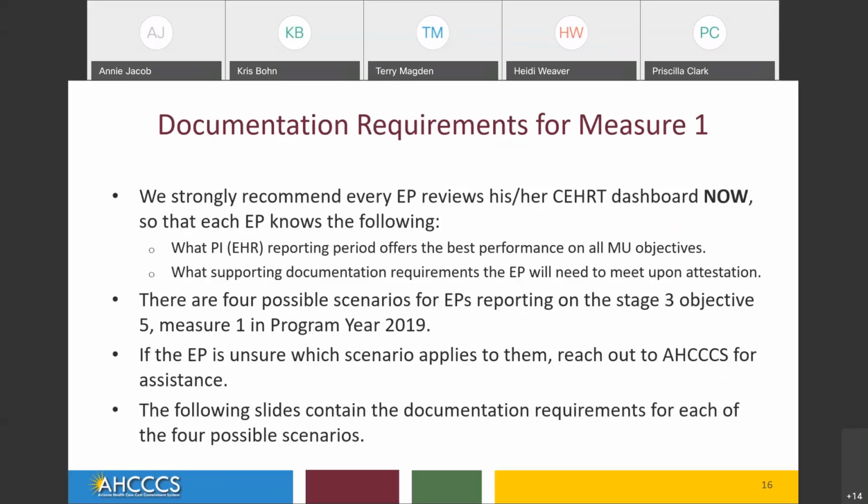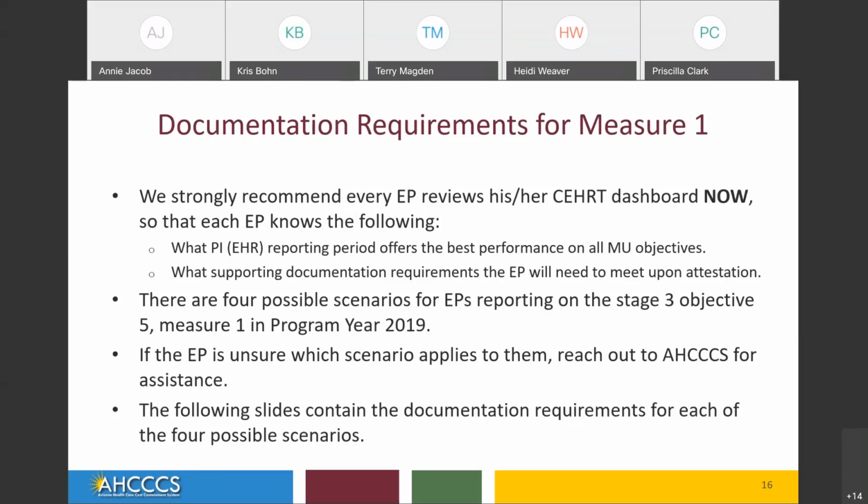So we're going to go over the documentation requirements for Measure 1. We strongly recommend that every EP reviews his or her Cert dashboard now, so that each EP knows the following: what PI reporting period offers the best performance on all MU objectives, and what supporting documentation requirements the EP will need to meet upon attestation. There are 4 possible scenarios for EPs reporting on the Stage 3 Objective 5, Measure 1 in Program Year 2019. If the EP is unsure which scenario applies to them, reach out to Access for assistance. The following slides contain the documentation requirements for each of the possible 4 scenarios.